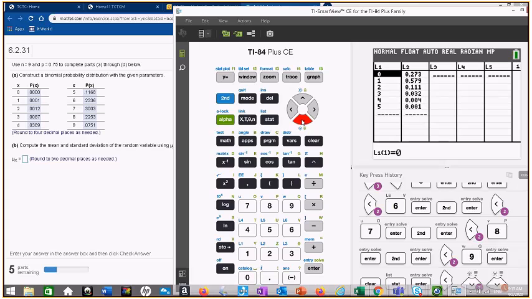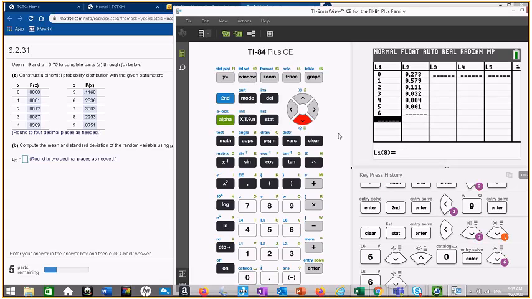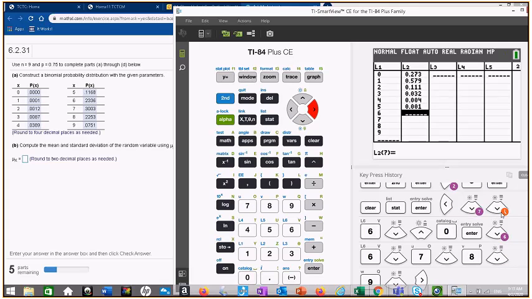6. Okay, let's try this again. 6, 7, 8, 9. I don't know why you couldn't have done that the first time. All right, now let's type in all these decimals.